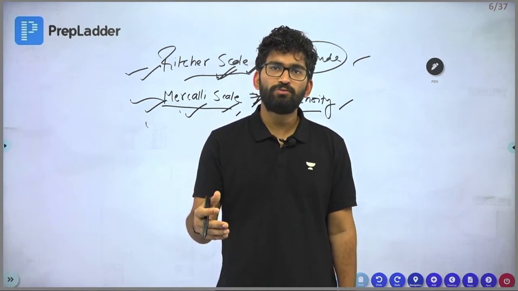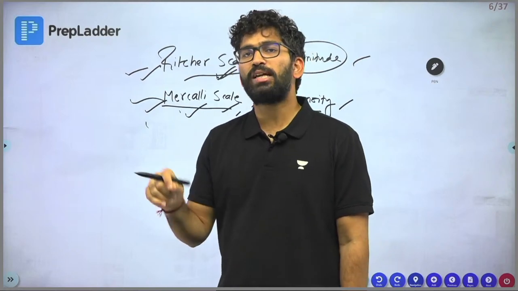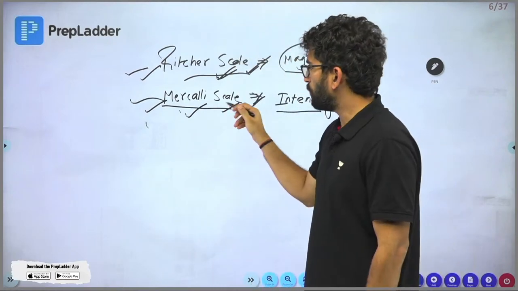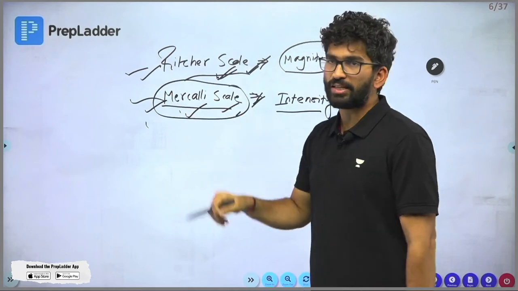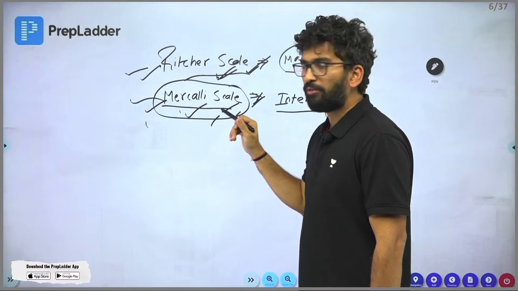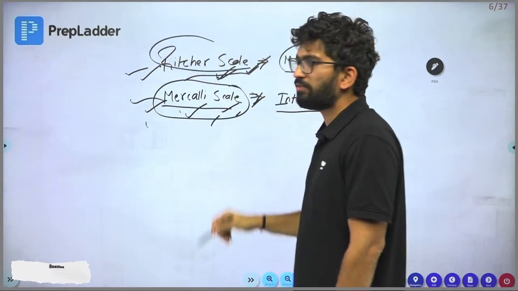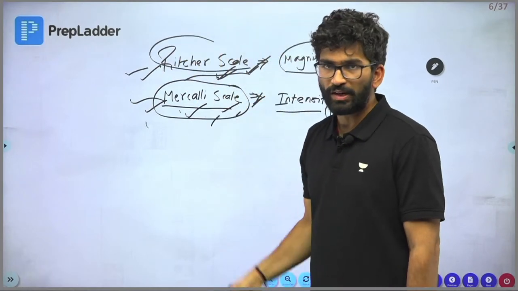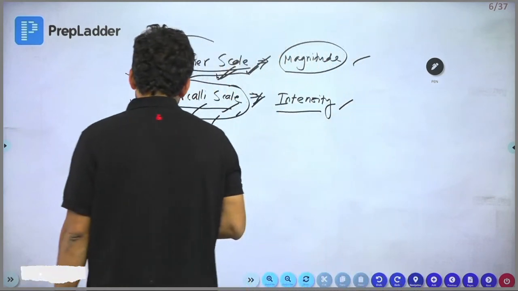That's the reason why we have to take into account the Mercalli scale, not the Richter scale. So for any developing or underdeveloped country, the Mercalli scale is the important one, while for the developed countries, it is the Richter scale which plays an important role. Are we clear with this? So this is one factor.